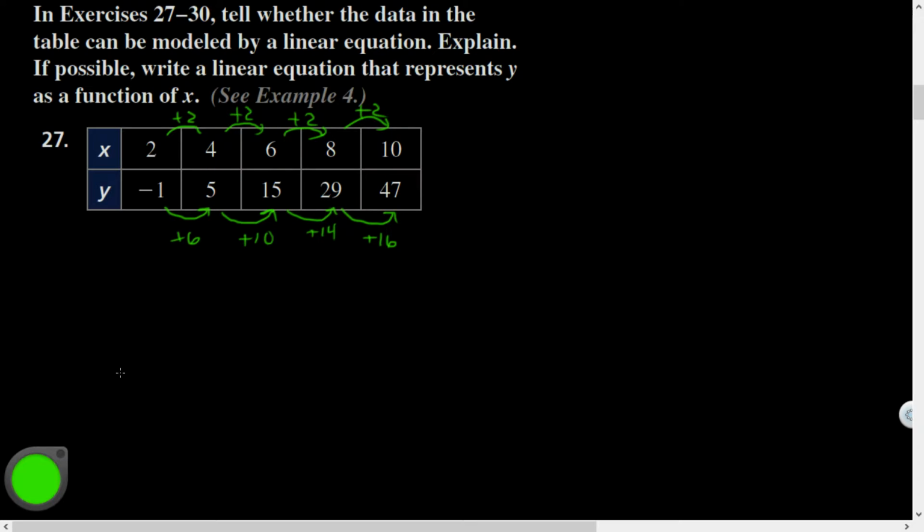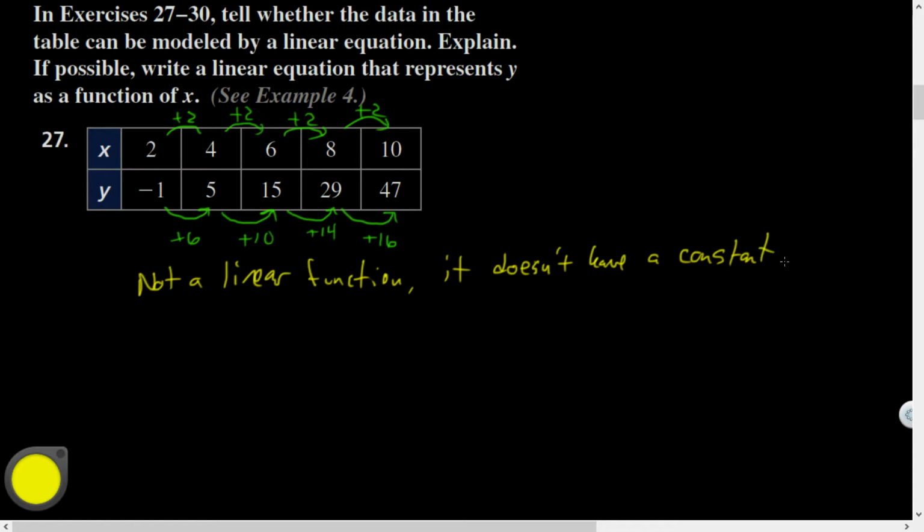Not linear, because it doesn't have a constant rate of change. So this is not a linear function. Ooh. Not a linear function. It doesn't have a constant rate of change. So I guess good news for us, we don't have to do this problem. It just like disqualified itself from being a slope-intercept form, point-slope form problem.